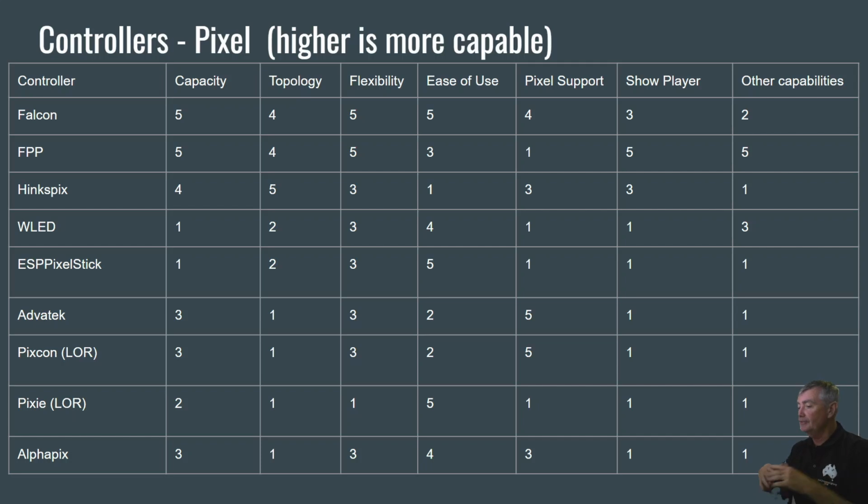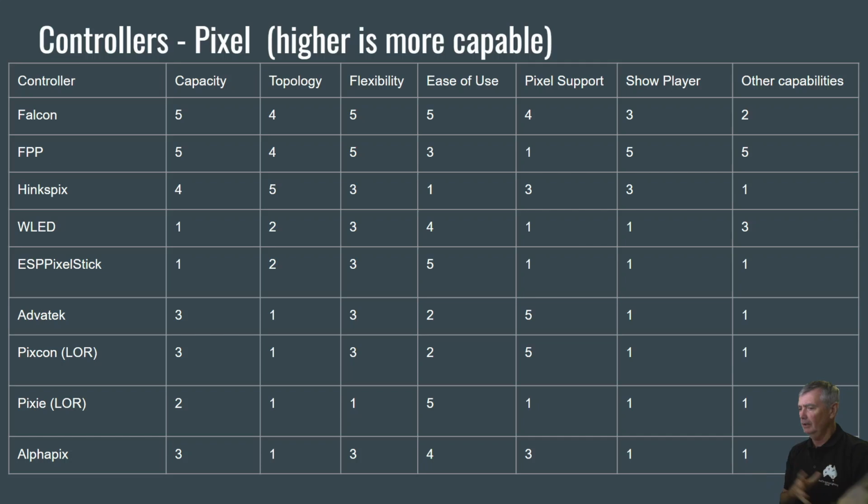Topology wise comes down to things like smart remotes or remotes, and this is the ability to take ports and distribute them remotely from the controller. And here the winner in terms of just diverseness of capability is probably the HinksPix. The HinksPix has got quite a diversity of capabilities here with AC remotes, the ability to have 16 ports on the remotes, etc. There's quite a lot of flexibility there.